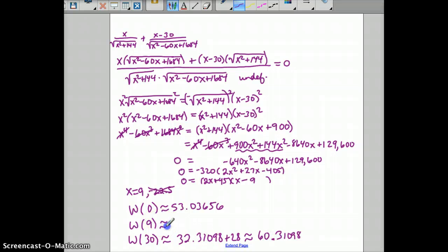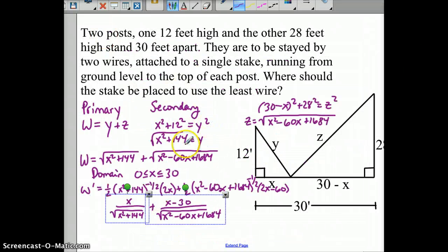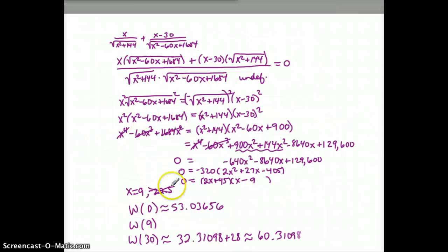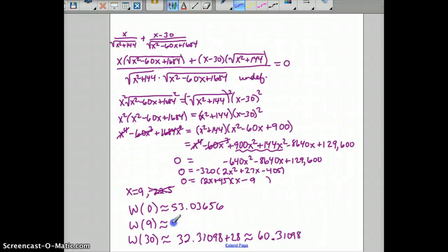And then plug in 9. So 9 squared plus 144 is 225, and that is a perfect square. 15. And then 9 squared here, minus 60 times 9, plus 1684 is 1225, which is 35. So we have 15 plus 35 for our length of wire, which is 50. Exactly 50. Guess I didn't need a squiggly there.